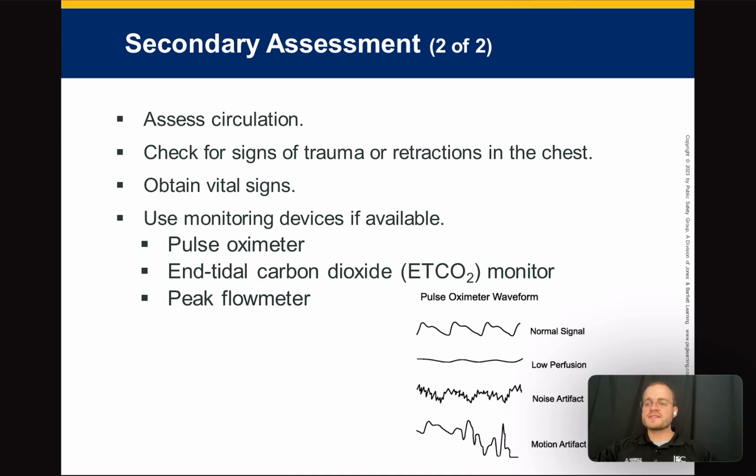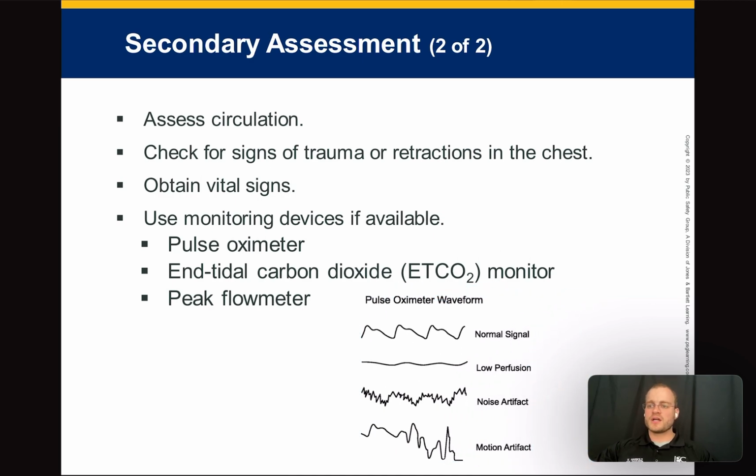Now, this is where we start getting vital signs, right? So we assess the circulation. So we look for signs of trauma or retractions in the chest. I've talked to you about what retractions are. That's accessory muscle usage. We obtain the vital signs. And so virtually every patient gets pulse oximetry. You'll see this in the lab.